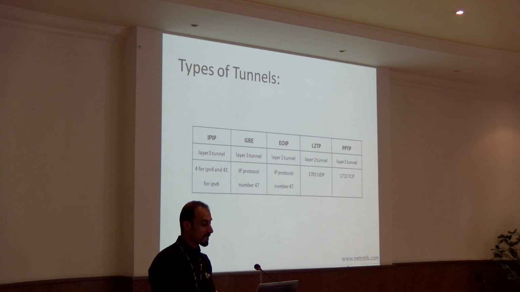GRE stands for Generic Routing Encapsulation. And then we have an EoIP tunnel. It's MikroTik proprietary and stands for Ethernet over IP. It's a layer 2 tunnel working at layer 2 of the OSI model and uses IP protocol number 47, the same as the GRE tunnel. On the other hand, we have L2TP and PPTP tunnels that work at layer 2 of the OSI model.